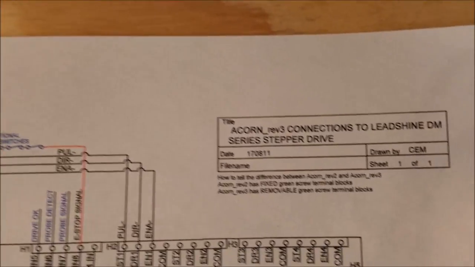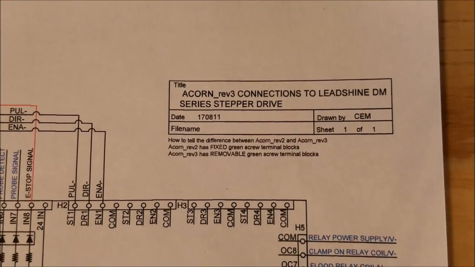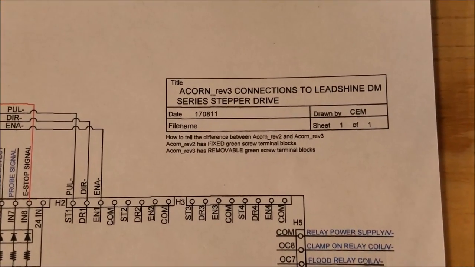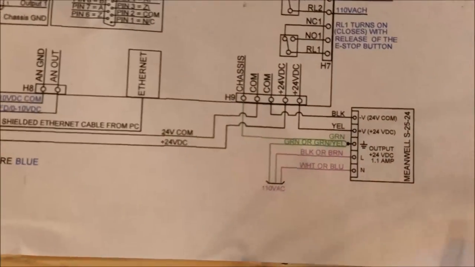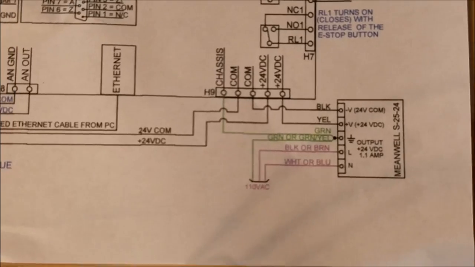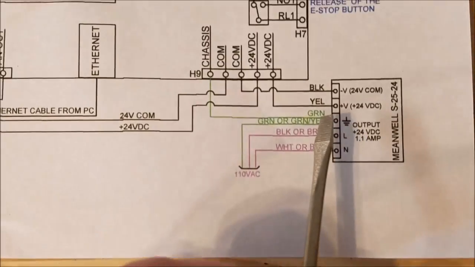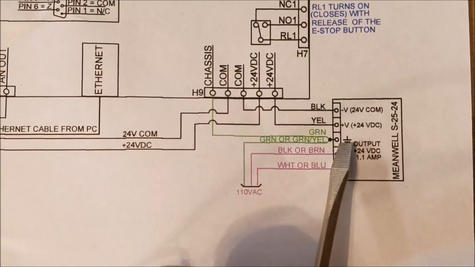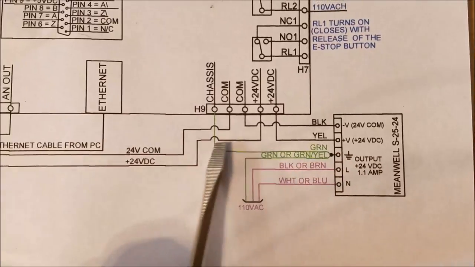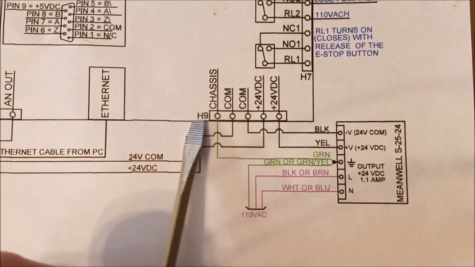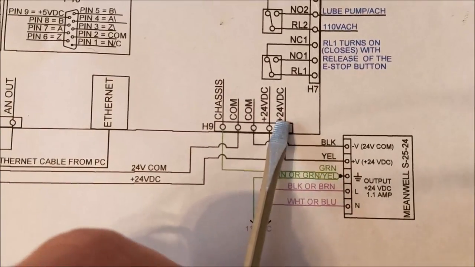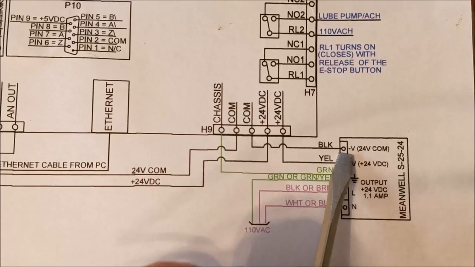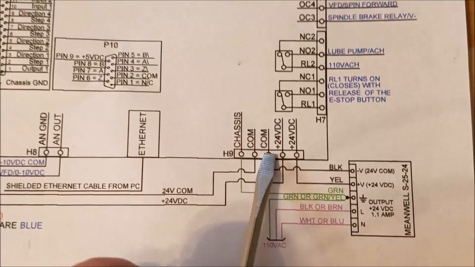So we're using the Acorn Rev3 connections to Leadshine DM series stepper drive wiring schematic. And it's pretty straightforward. Your Acorn requires 24 volts to power it. What we're going to do is connect the green wire from the ground on the power supply to what they call chassis here on the H9 connector. The yellow wire is for positive 24 volts. We're going to connect it there. And then the black wire is negative 24 volts. We're going to connect it to this common.